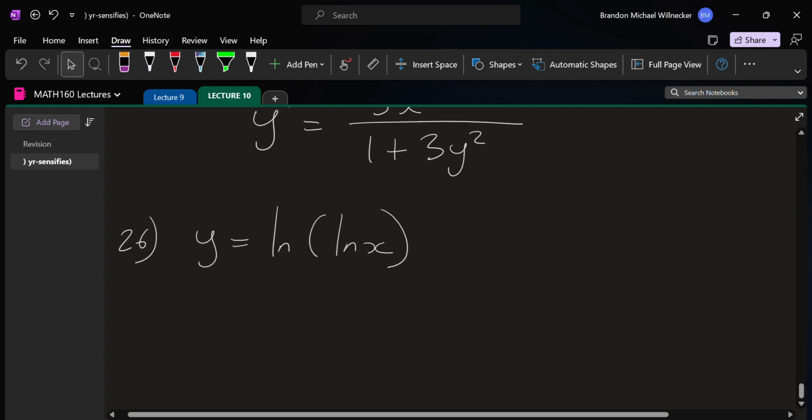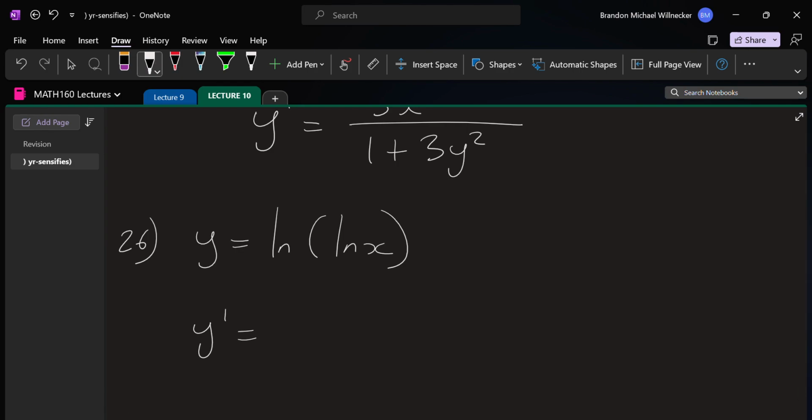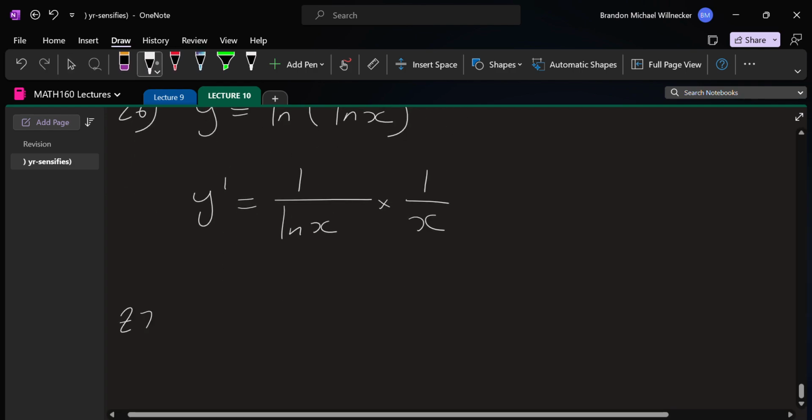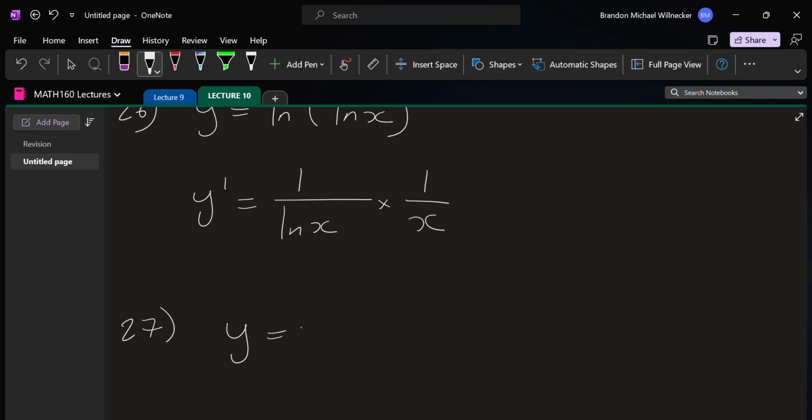26. So we have y is equal to the natural log of the natural log of x. So we've got this double composition here. So natural log on the outside and natural log on the inside. So y prime, that's going to be 1 over the natural log of x for that first bit, times 1 over x for the derivative of the inside part. So 1 over natural log of x for the outside function, 1 over x for the inside function.